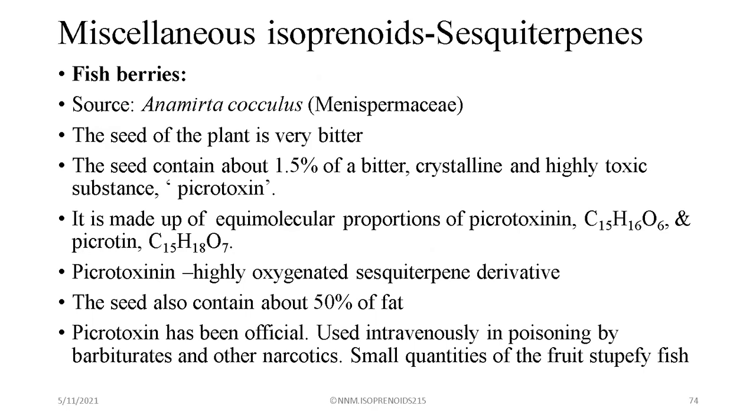And then we have fish berries, from Anamirta cocculus. The seeds of the plant are very bitter, and Linda said, when you see bitter, you can always come up with one of the uses. But also something interesting about the fish berries is that when they are compounded, they can be used intravenously in poisoning by barbiturates.